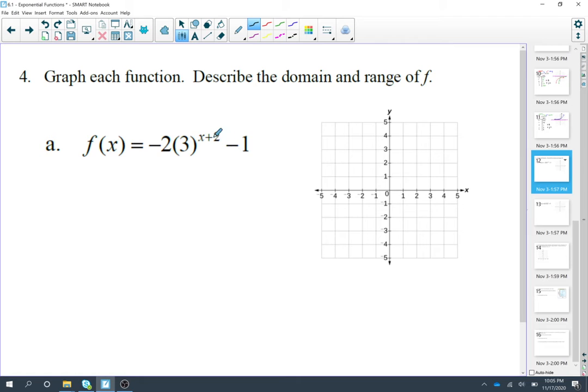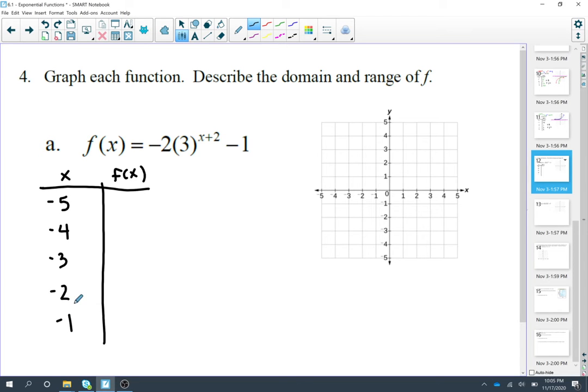So I'm thinking that these two things are definitely going to affect what's happening with our graph, and at the moment, I'm not sure what it's affecting. So let's make a table, let's graph it, and then we'll talk. So, x, f of x, and the values I want you to use this time are -5, -4, -3, -2, and -1. And that should give us a good idea of what this is going to look like.